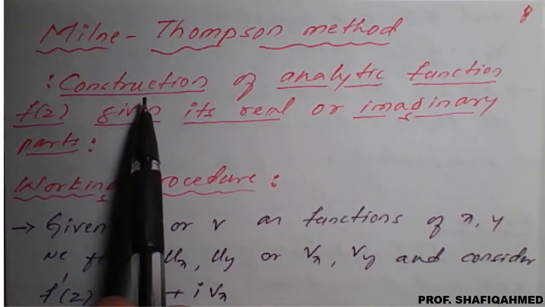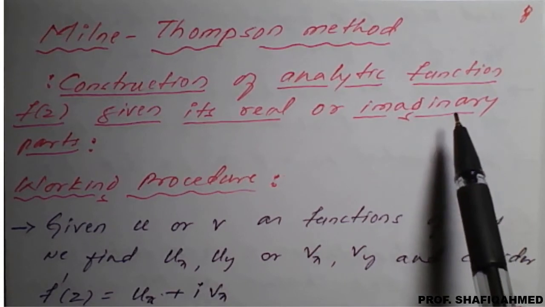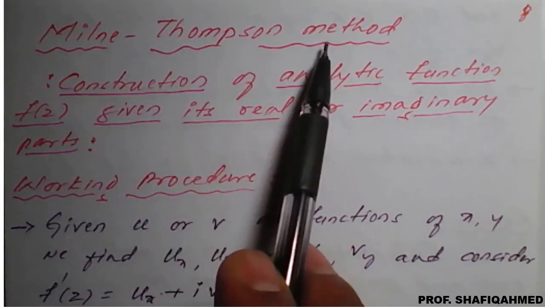So we'll construct an analytic function. Either they will give the real part, that is u, or the imaginary part v. Sometimes they will give the real part and ask you to find the imaginary part, or vice versa, the reverse case. This is the procedure we are going to follow, and we will finalize the construction of the analytic function with the help of the Milne-Thomson method.